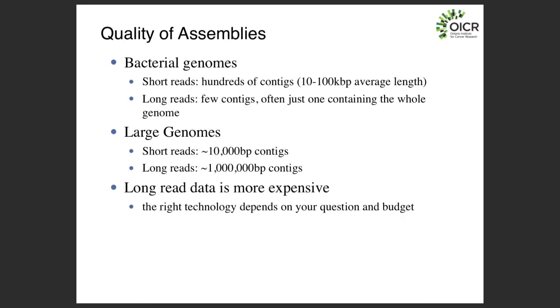Okay, what should you expect from a genome assembly? How good is your genome assembly going to be? For bacterial genomes, which are typically very small, on the order of a few megabases in length, if you have short reads, your genome will probably assemble to about a few hundred contigs, where the average contig length is about 10 to 100,000 bases. If you have long reads like PacBio or Nanopore, you'll typically get a handful of contigs, maybe between 1 and 5, and often the entire genome will be assembled into a single piece.